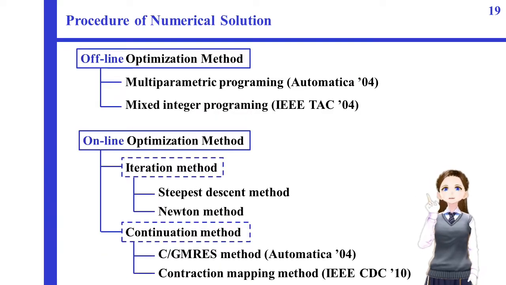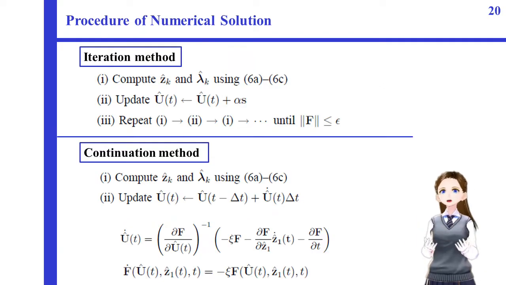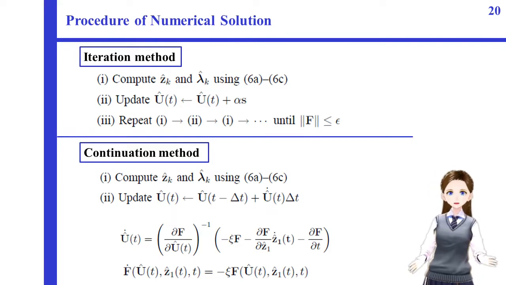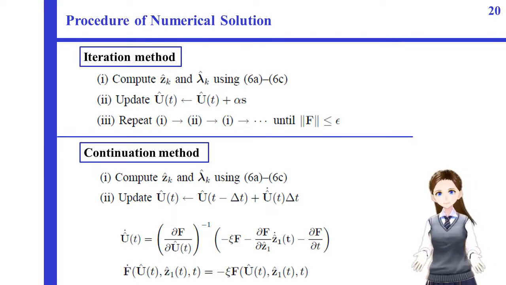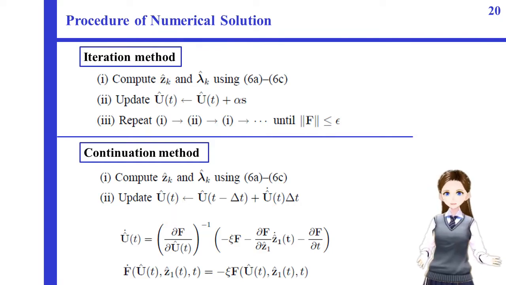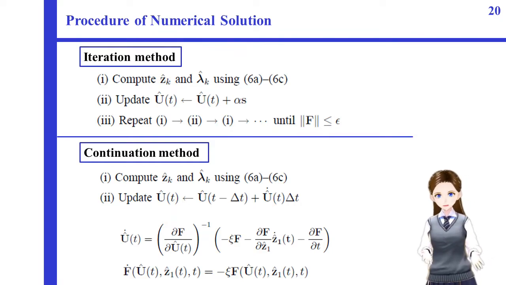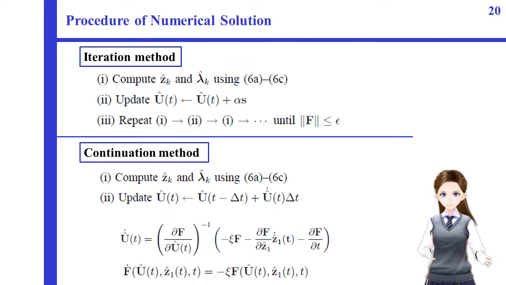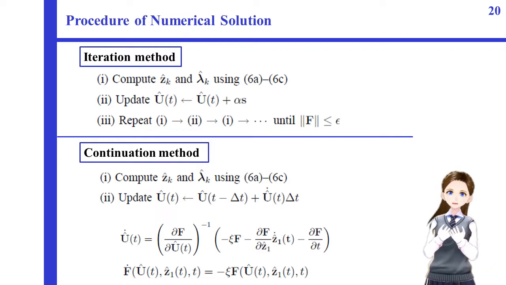Recall that online methods can be classified into iteration methods and continuation methods. The procedure for iteration method is summarized here. First, we compute z hat and lambda hat over the horizon using the conditions 6a, b, and c. Next, we update U hat as shown here so that F-norm can be decreased. Then, this process is repeated until F-norm becomes sufficiently small. Therein, alpha is step length parameter. If S is given by the gradient of Hamiltonian, the method is called the steepest descent method. If S is given by the Hessian of Hamiltonian, the method is called the Newton method.